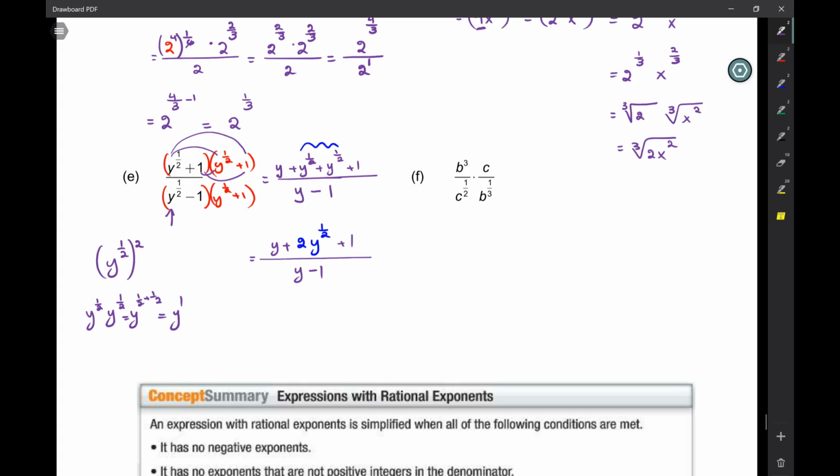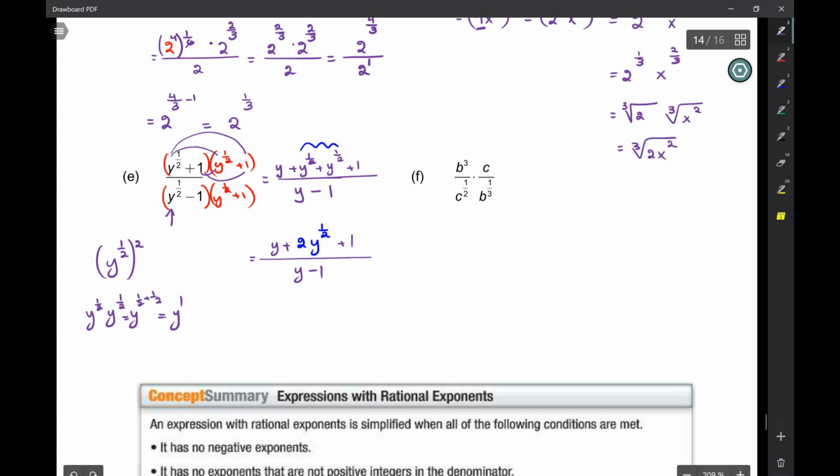Okay, so how do we know if you're done? Okay, basically you're not allowed to have negative exponents. Do you have any negative exponents? No. Do you have any fractional exponents in the denominator? No. And then in the top, all of the exponents they should not be improper fractions. So 4/3 doesn't work, but 3/4 will work.